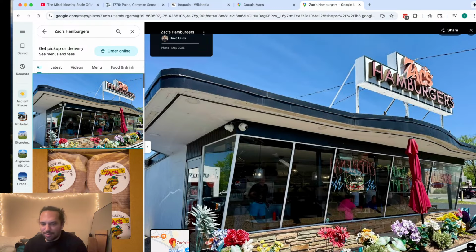Yeah, look at that font on Zach's Hamburgers. Awesome. And they're really good hamburgers. If you like hamburgers, and they're sort of 1950s style, so the patties are a little smaller. They come wrapped up, served in a box, which is fun.